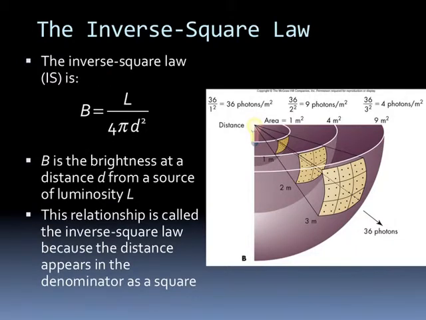The inverse square law then becomes: the brightness of an object is its luminosity divided by 4 pi d squared, where d is the distance away from the object. This relationship is called the inverse square law because the distance appears in the denominator as a square.